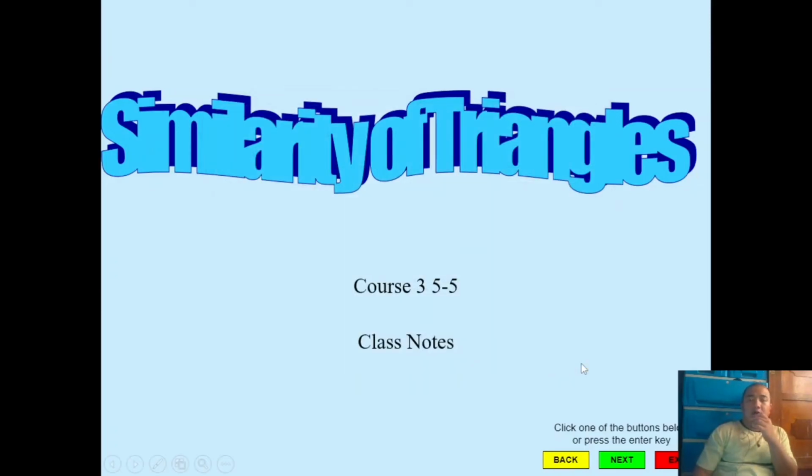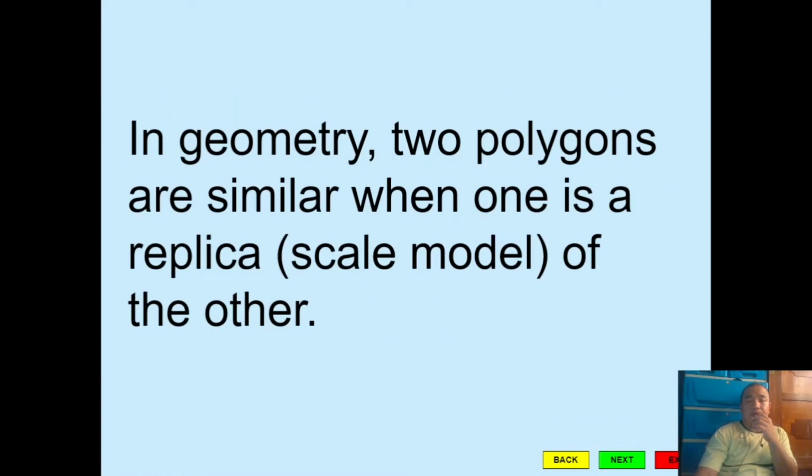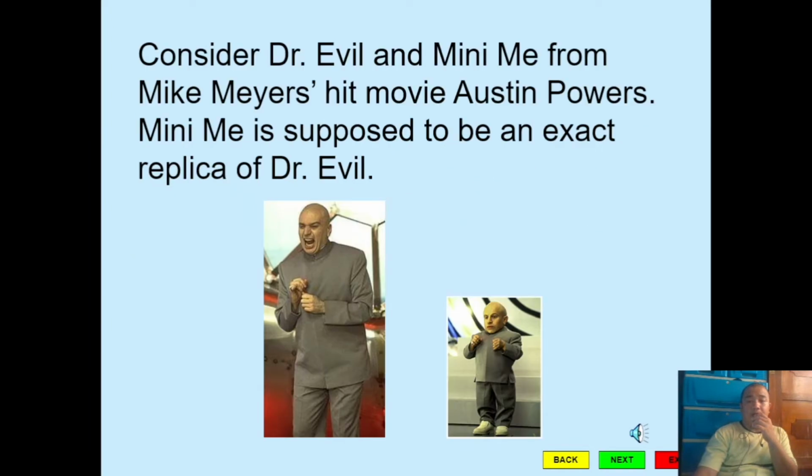Today we will discuss the similarity of triangles. In geometry, two polygons are similar when one is a replica or a scale model of the other. I shall call him Mini-Me.